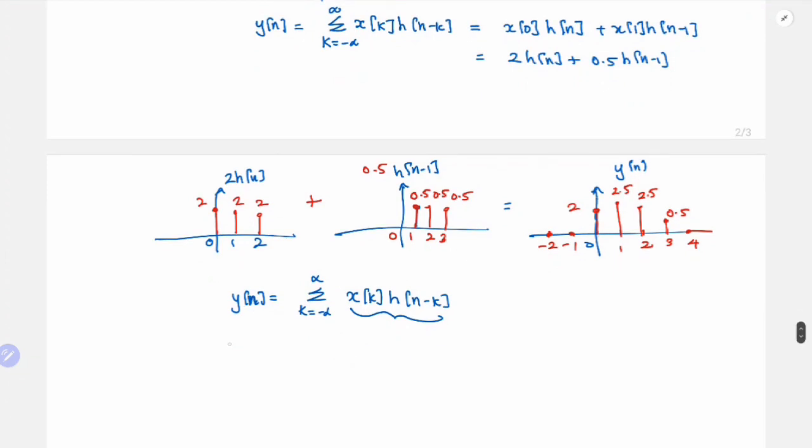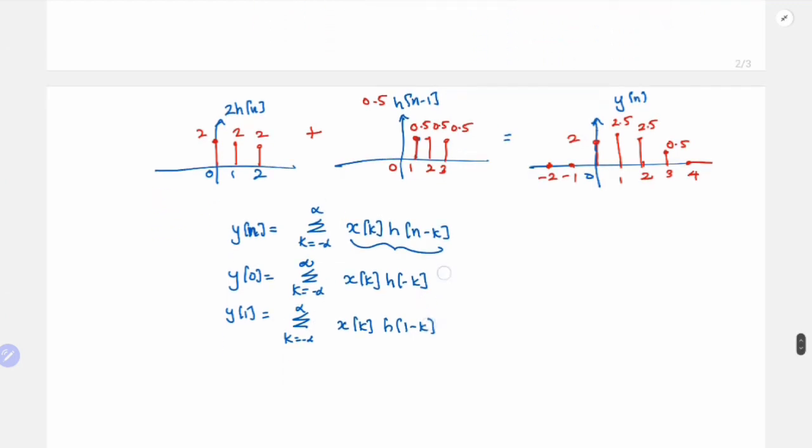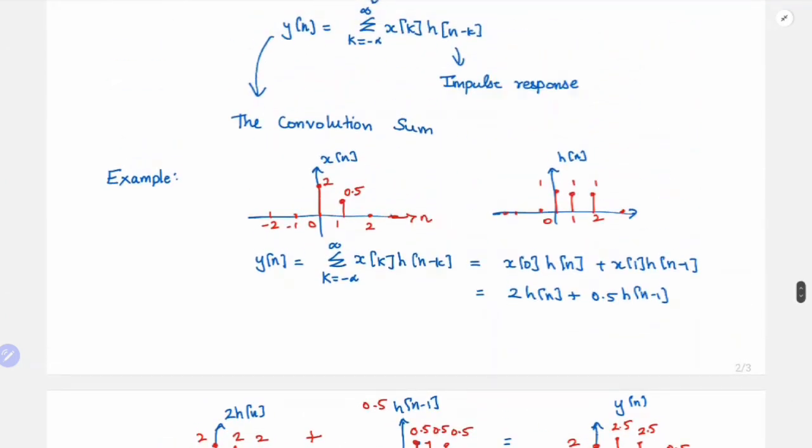For example, if I want to find y of 0, I do it by first taking the product of x of k and h of minus k, right? And then summing it from minus infinity to infinity. Similarly, my y of 1 will be, you just need to shift this by 1, right? So x of k, h of 1 minus k. This is nothing but right shifting h of minus k by 1 unit, and then you again sum it up. So let us see how it happens. So we'll take the same example.